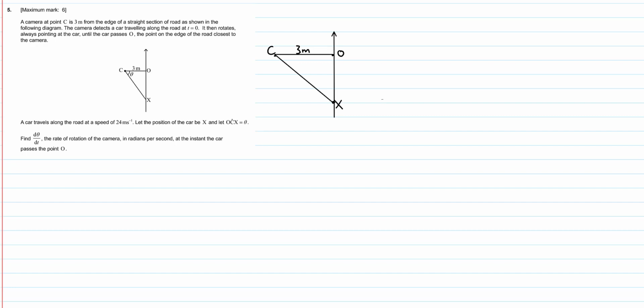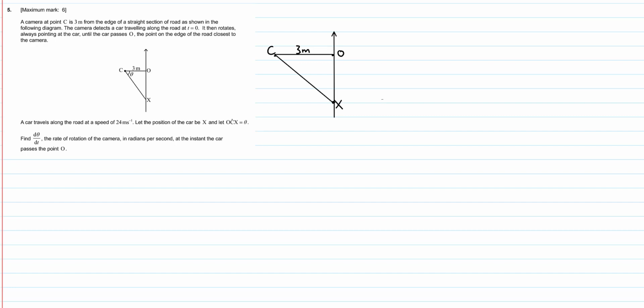Question 5, we're given that we've got a camera at point C, which is 3 meters from the edge of a straight section of road, as we can see in the diagram, and the camera detects a car traveling along the road at time equals 0. It then rotates, always pointing at the car until the car passes point O, which is the point on the edge of the road closest to the camera. And some information we're given is the car is traveling at a speed of 24 meters a second.